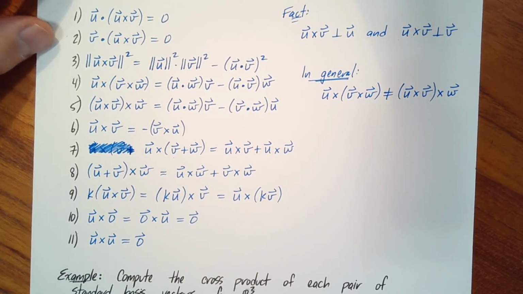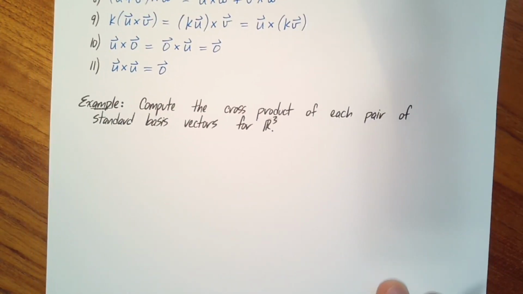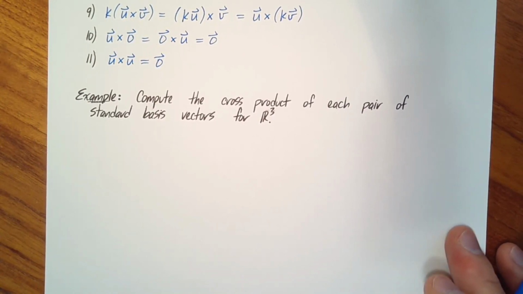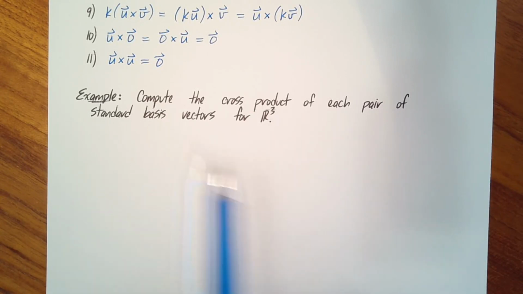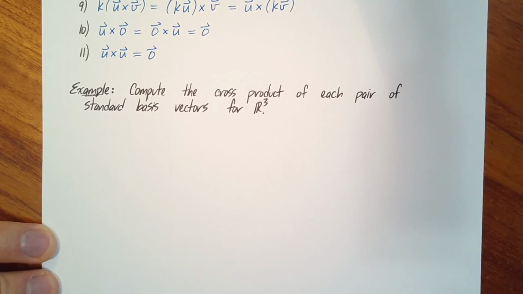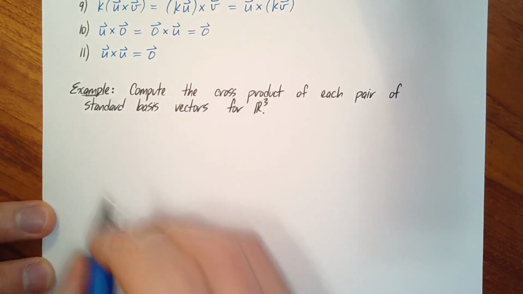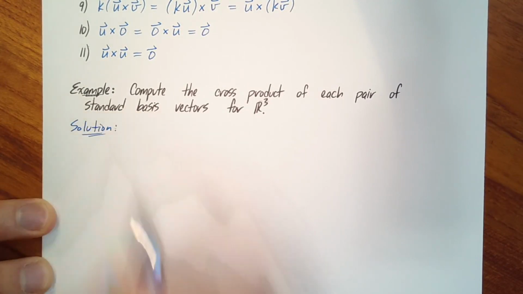But what we haven't done a lot of is actually working with calculating cross products. We've done one example, but we haven't done anything beyond that. So that's what this next example is going to be. It says, compute the cross product of each pair of standard basis vectors for R3. That's actually quite a few cross products here. But it turns out we don't have to do them all from scratch. But let's do the first one from scratch, at least.